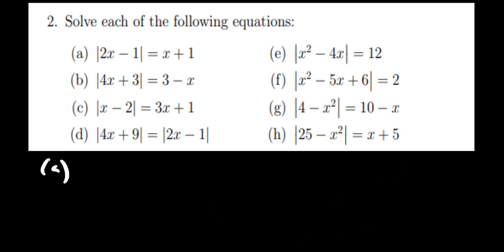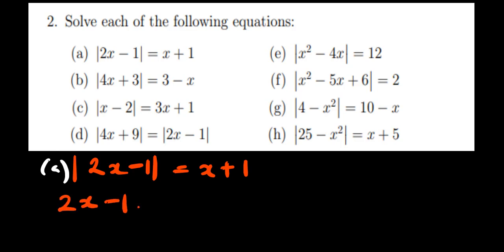Hope you're paying attention. So we are saying |2x - 1| = x + 1. Okay, what are we going to do? I'm going to do the same as I just showed you. So I'm going to say 2x - 1 is equal to, when I remove the modulus, I can have x + 1, which is just positive.